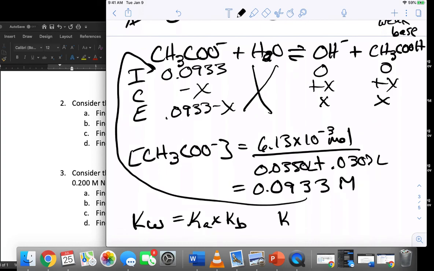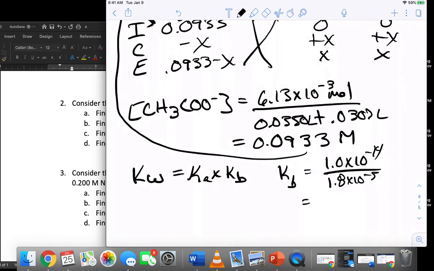Well, remember, for any conjugate acid-base pair, Kw is Ka times Kb. So in our case, Kb should be equal to Kw over Ka. Kw is 1.0 times 10 to the minus 14, Ka is 1.8 times 10 to the minus 5. This comes out to about 5.6 times 10 to the minus 10 for our Kb.